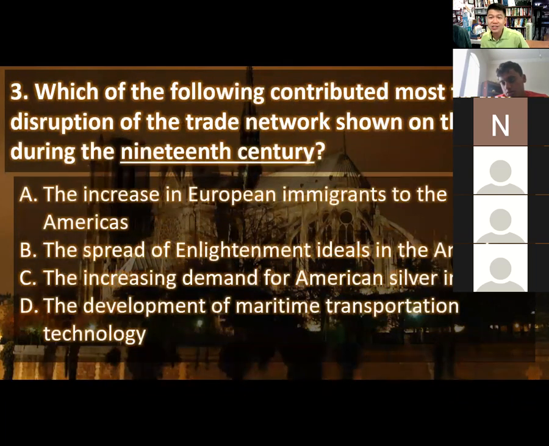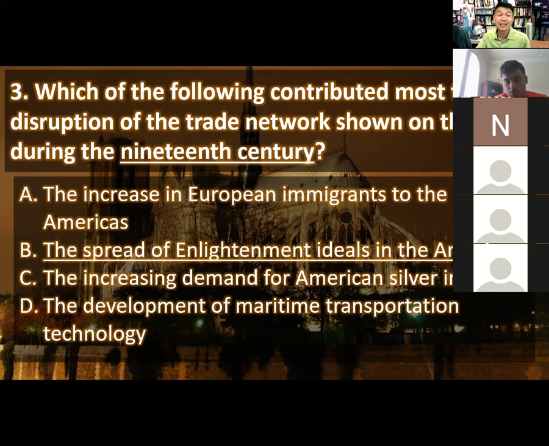The last question: which of the following most contributed to the disruption of this trade system? This was hard. This would be, in this case, Enlightenment ideals saying slavery is wrong, therefore the end of the slave trade, therefore this ends. So this, anyways.